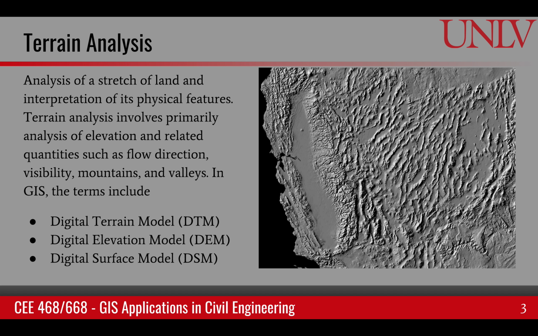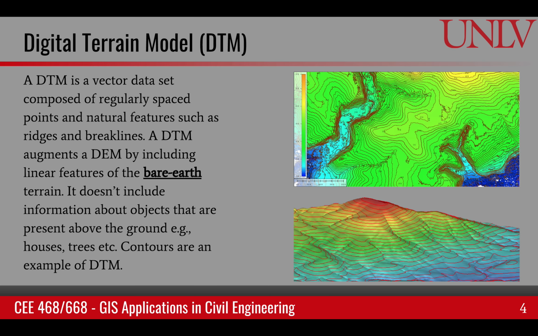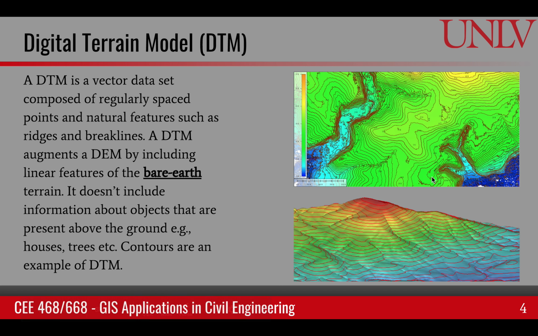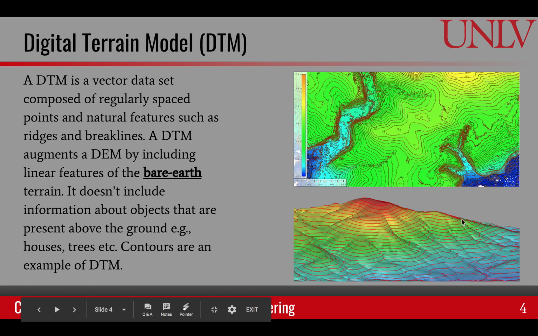A digital terrain model, or DTM, is a vector data set. It's composed of regularly spaced points or natural features such as ridges and break lines. Often you will see that a DEM is a base image, and some form of DTM is drawn on top of it. So in this image, the DEM is the raster data set, and DTM is the contours on top of it. Here is another where we have the DEM as a 3D visualization with contours mapped on top. So contours are the DTM part, or digital terrain model.